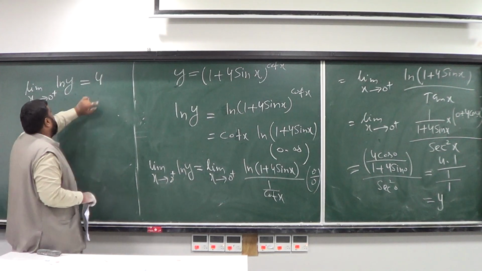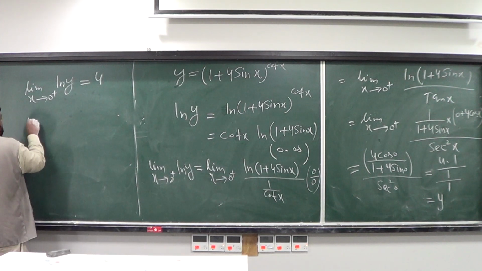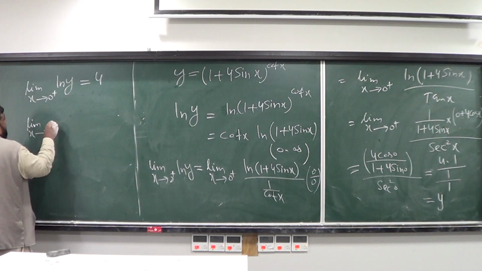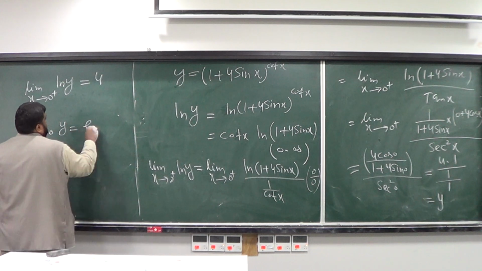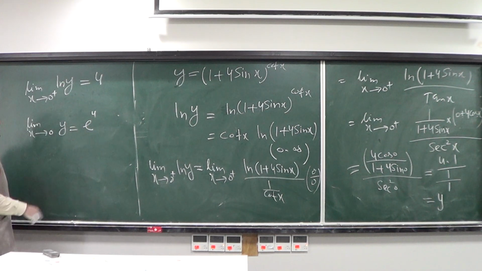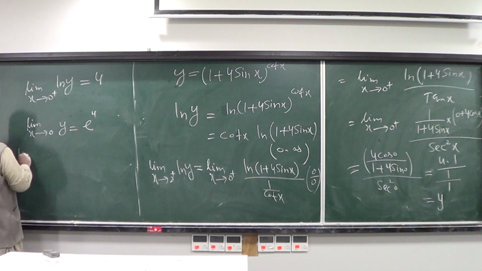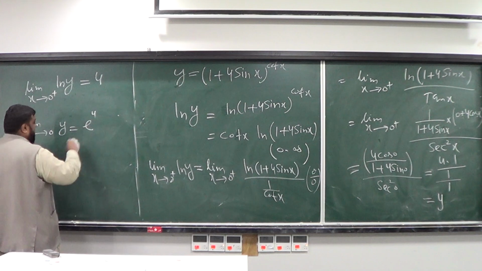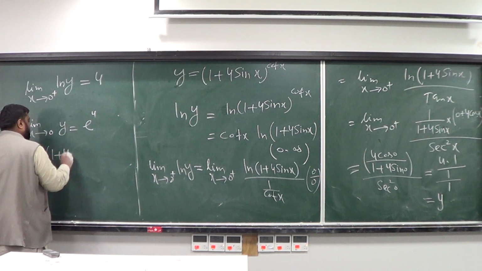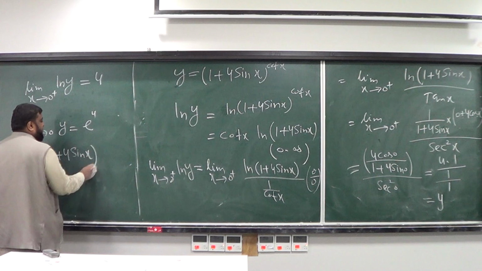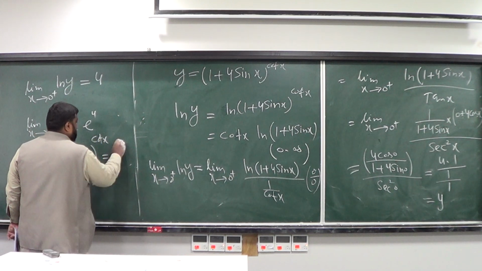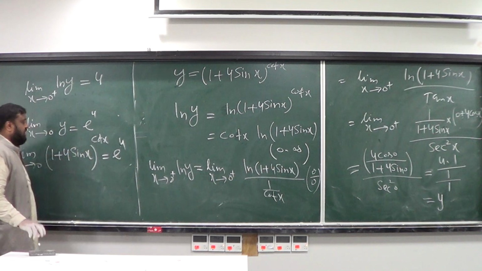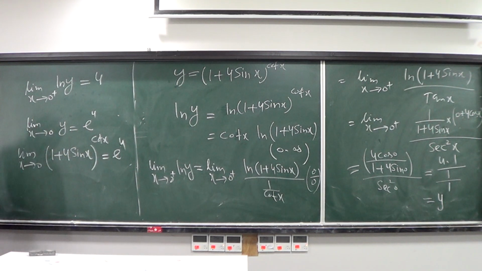What you can do is take the anti-log. If you take the anti-log, limit x goes to 0 plus, e to the log y will become y, and you're going to get e to the 4. And if you substitute the value of y, limit x goes to 0 of (1 plus 4 sine x) power cot x is equal to e to the 4 actually. So this would be the limit.